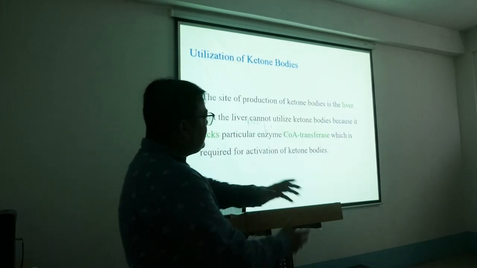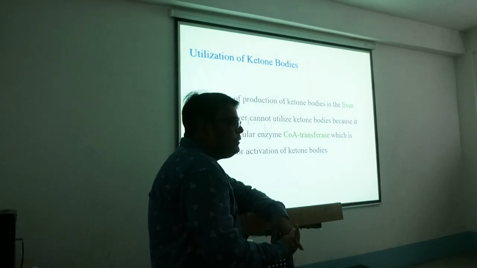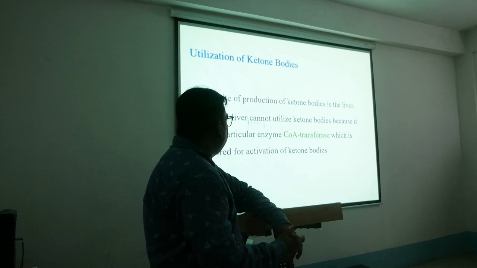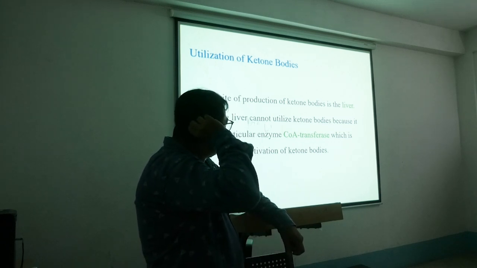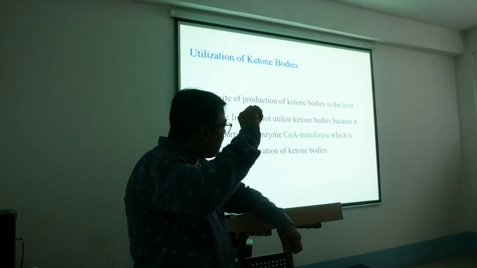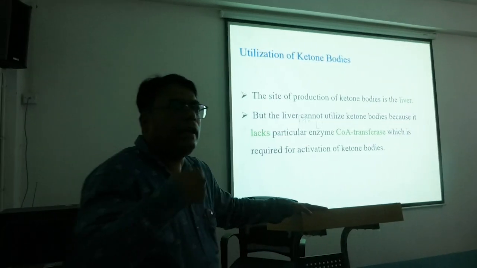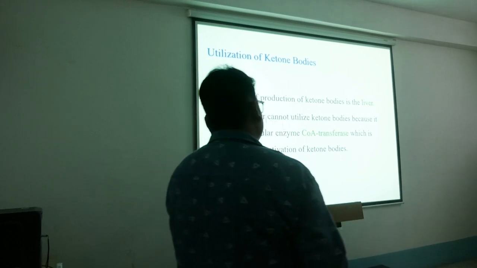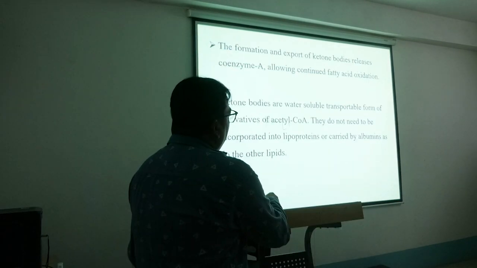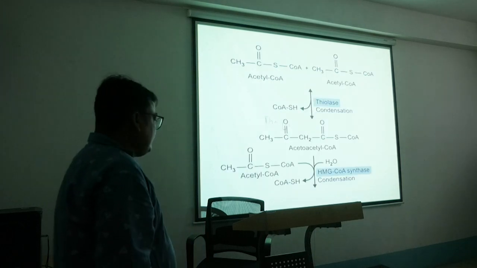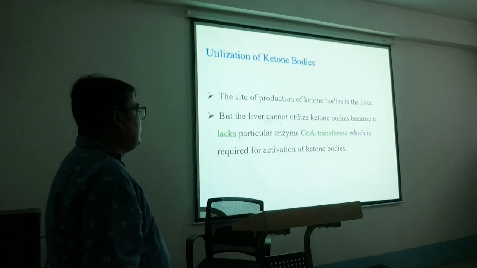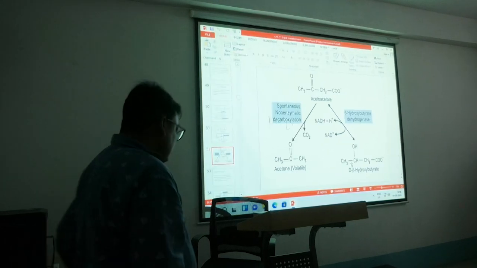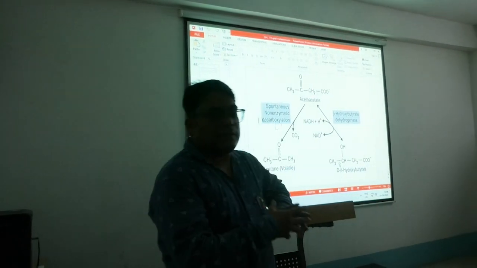The site of ketone bodies production is the liver, the mitochondria of the liver, and the second point is that the liver cannot utilize ketone bodies. Generally the examiner asks why these ketone bodies are not utilized by the liver. We will discuss all this in detail in the next class.